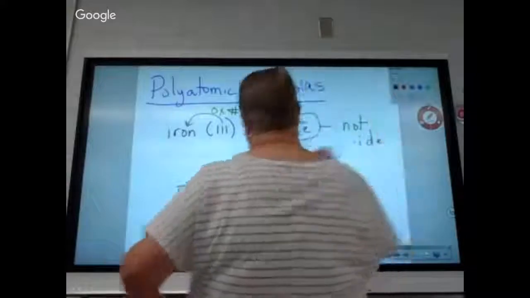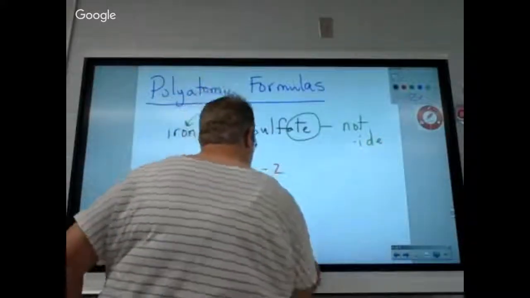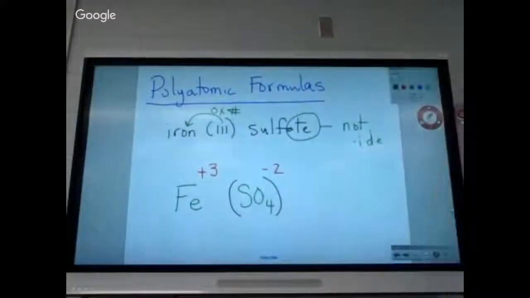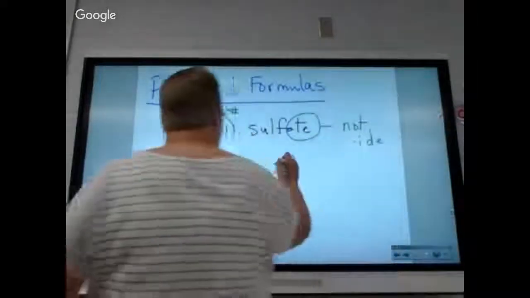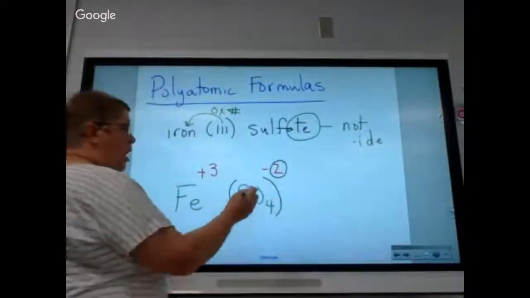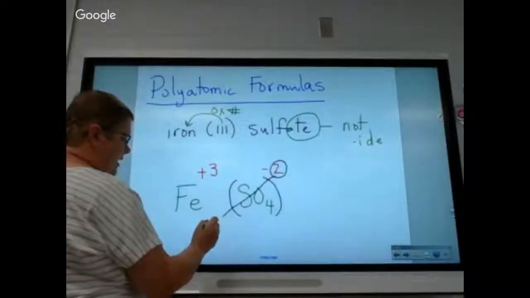Parentheses around the SO4. What did I leave outside the parentheses? That's because you got to do what with it? Crisscross. That's why it's on the outside. Now, everything that's inside the parentheses you can't touch. So the sulfate is polyatomic, so it's all one packet. So, the 2 is going all the way across the parentheses down here.